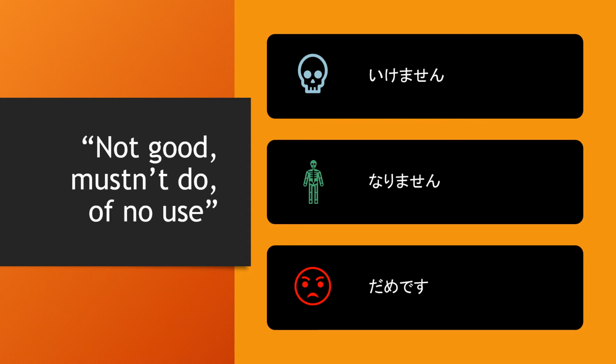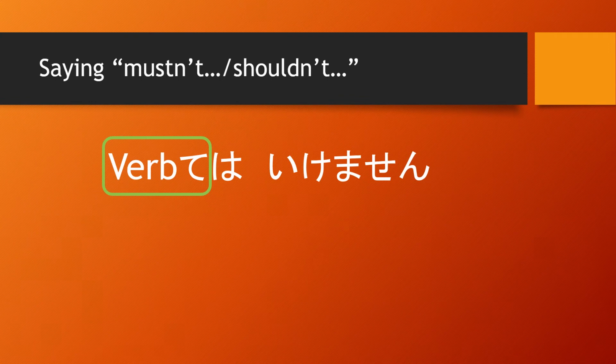So ikemasen, narimasen, dame desu. They're all the same thing. If you hear them in a sentence, it has something to do with telling people you shouldn't do it. So, what does the actual grammar structure look like? Let's move on and copy down. The grammar structure to say you mustn't do something or you shouldn't do something looks like this. And that is pretty much it.